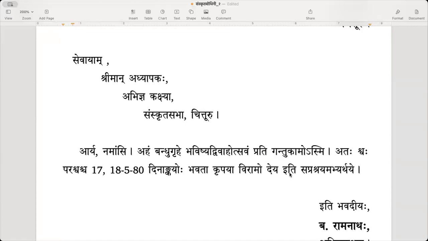Gantum ichchami. So if I were to make a mistake, since we have a very limited Sanskrit understanding, and I say gantum kamaha asmi, is it wrong? Yes, it is wrong. Okay, got it. Gantum sakamaha asmi, you say.